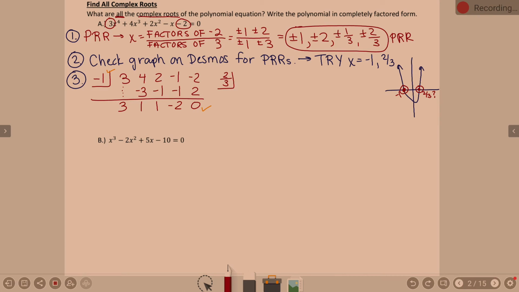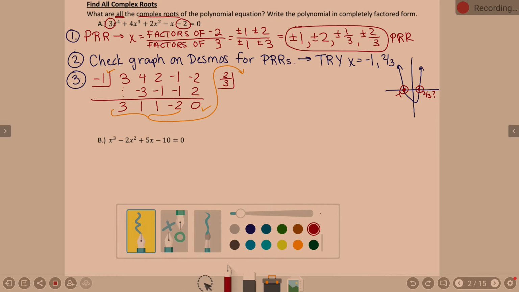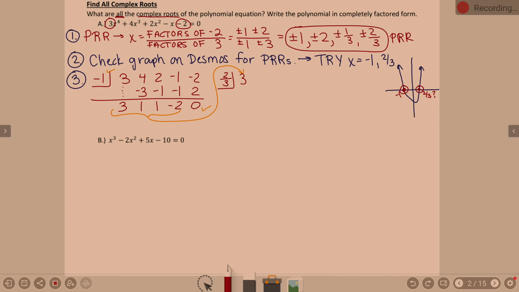row of numbers. I did this once yesterday, right? So instead of the 3, 4, 2 row, we're going to use this 3, 1, 1, negative 2 row to help us factor it down. So it's important that you use your updated row of numbers. So 3, 1, 1, negative 2.